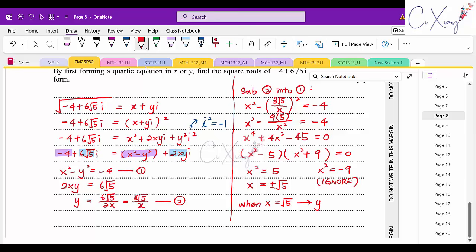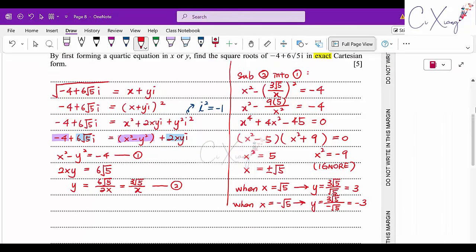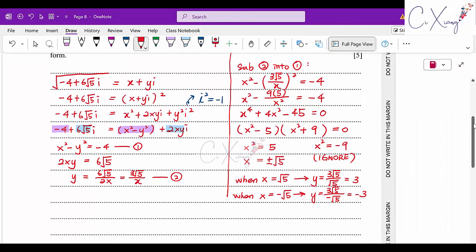Okay, so you substitute into your equation, so you're having 3√5 over √5, right? So you're having a 3. Then when x is equal to negative √5, of course your y value will become 3√5 divided by negative √5. So from that, you get a value of negative 3. Right, so when you solve this part, basically your answer is out already because you have both the value for x and also y.